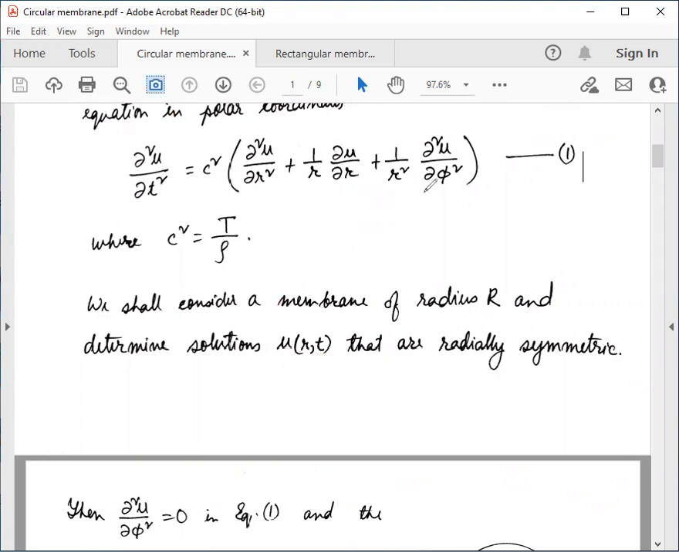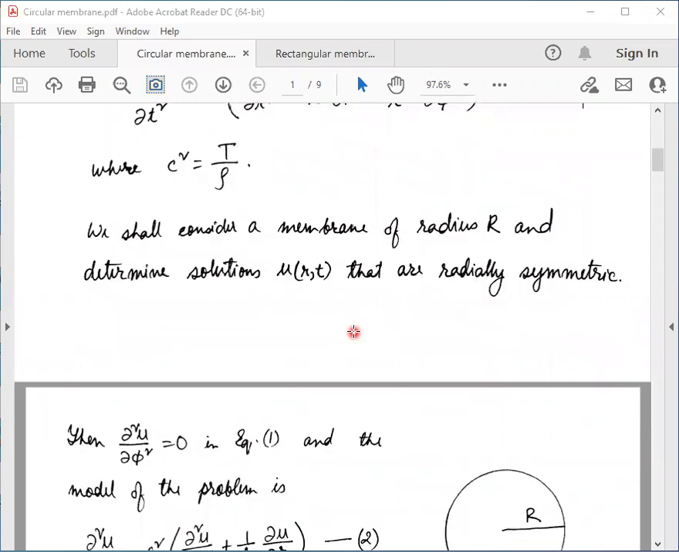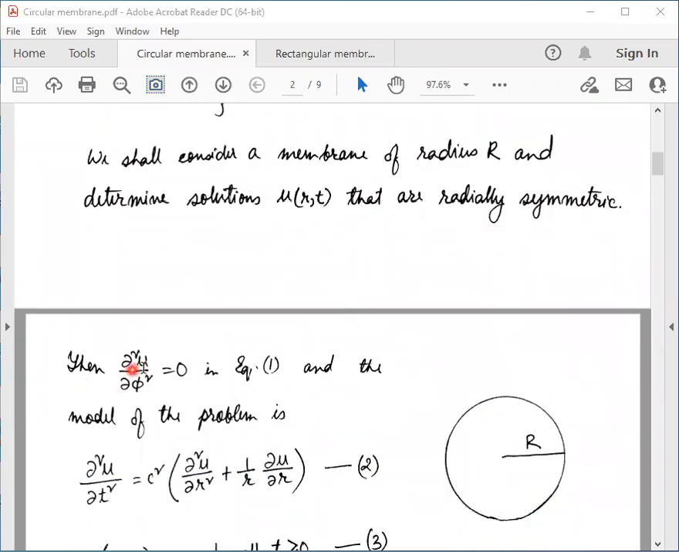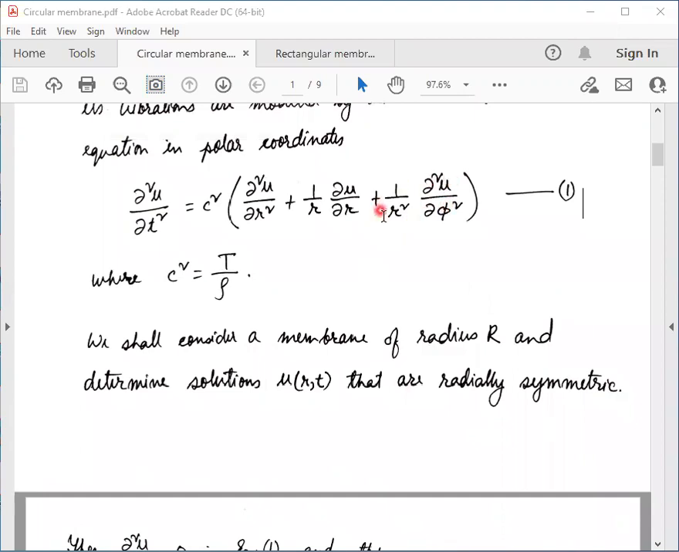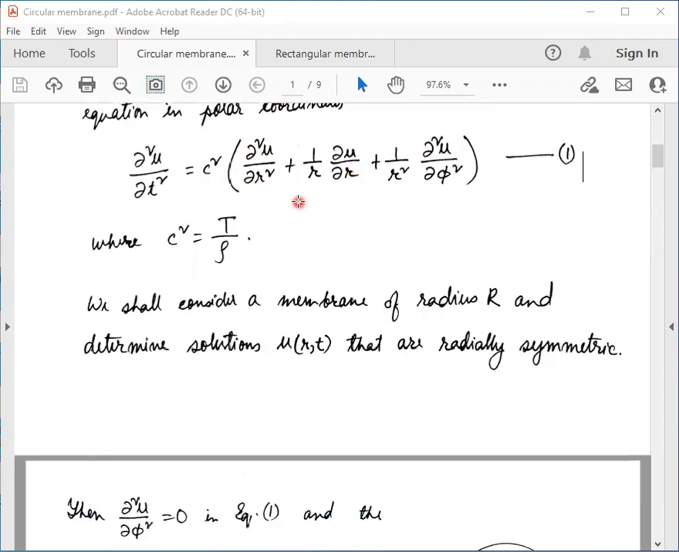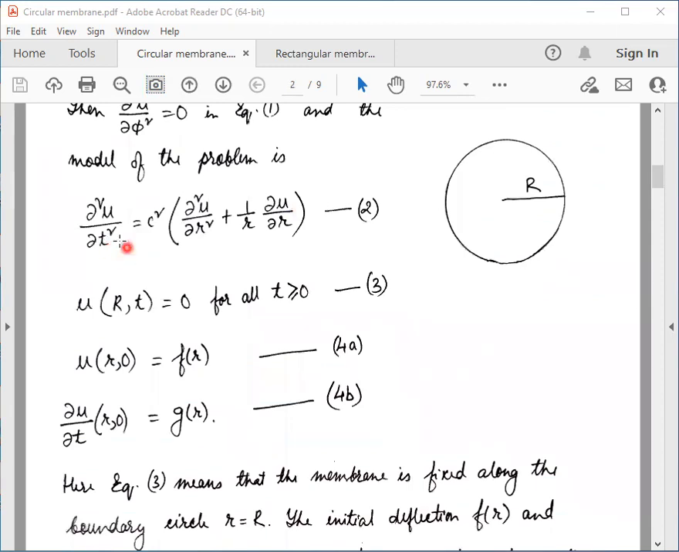That means this term, the second derivative of u with respect to phi, since u is independent of phi, should be equal to 0. The second order partial derivative of u with respect to phi is 0 in equation 1 of the model of the problem. So this last term vanishes, and the only terms that remain are these two terms. This equation reduces to a simpler form.